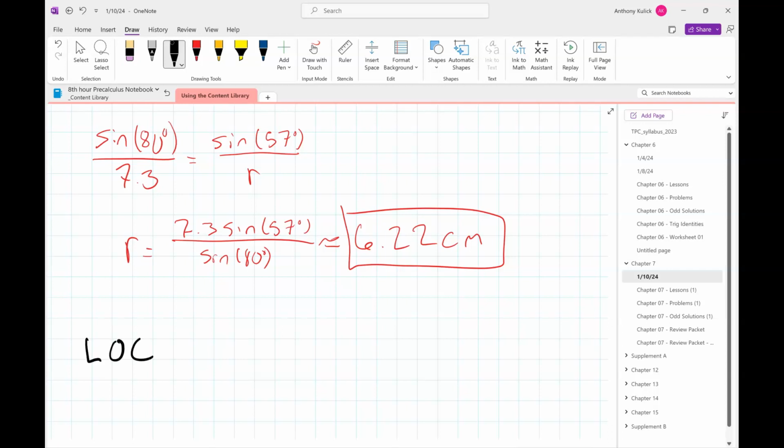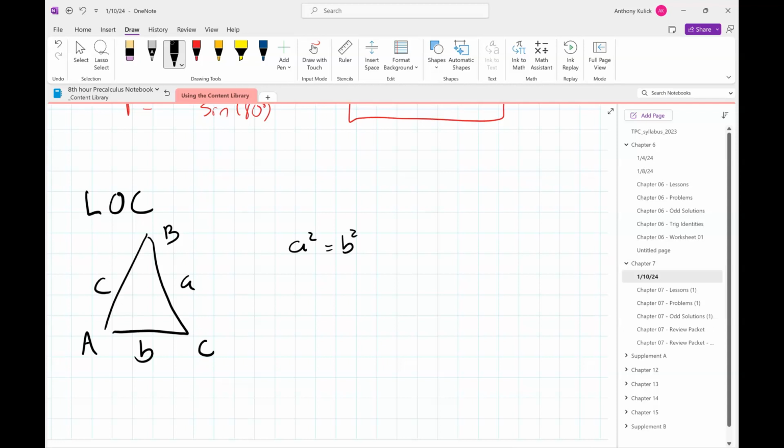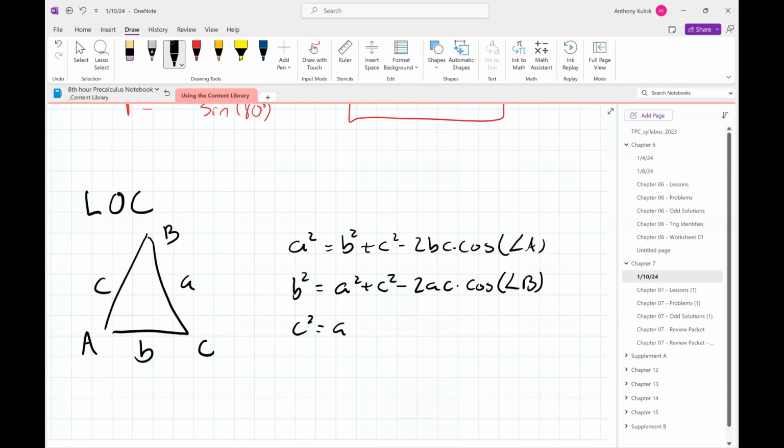In 7.3, we're going to be looking at the law of cosines. So again, if we have just some triangle ABC, the law of cosines says A squared is equal to B squared plus C squared minus 2BC cosine of angle A. Or B squared is equal to A squared plus C squared minus 2AC cosine of angle B. Or C squared is equal to A squared plus B squared minus 2AB cosine of angle C. Again, notice there's three versions here, just like there was for the law of sines, but there's not a convenient way to write it as one formula.